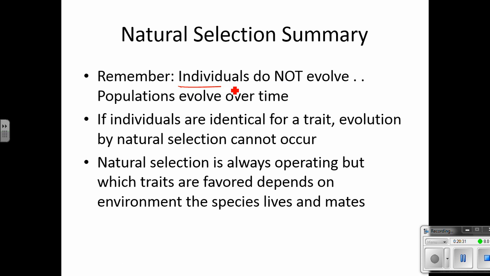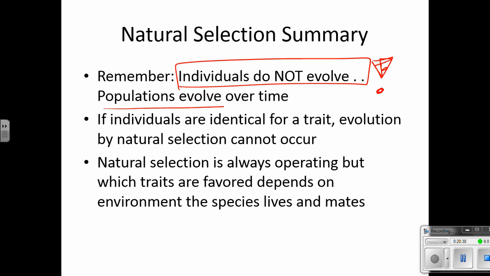Remember, individuals do not evolve. If you get anything from my class, please note no individual can evolve. Only populations, or we sometimes say species, evolve over time. If individuals are identical for a trait, evolution by natural selection cannot occur. You have to have genetic variation. Even bacteria, which supposedly are identical to their parents because they reproduce asexually, still have changes because of mutations. Okay? Mutations are a huge factor in genetic variation.